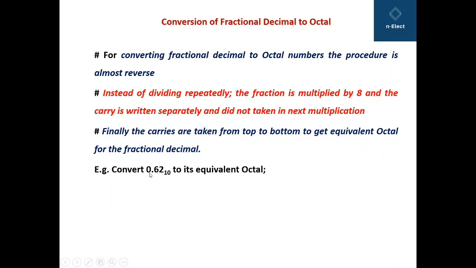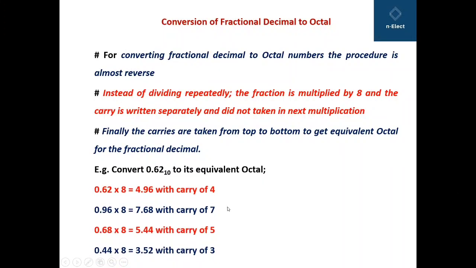So convert 0.62 decimal to its equivalent octal. Now in order to convert 0.62 decimal to octal, since this is the fractional decimal number which we want to convert to octal, we will have to multiply this decimal number by the base of octal, and therefore 0.62 multiplied by 8 we will do here. When we are multiplying it by 8, we will be getting 4.96.